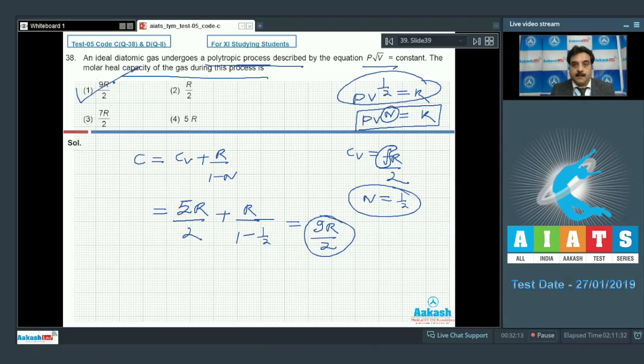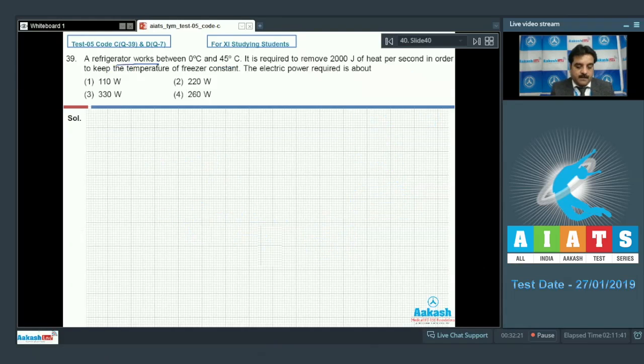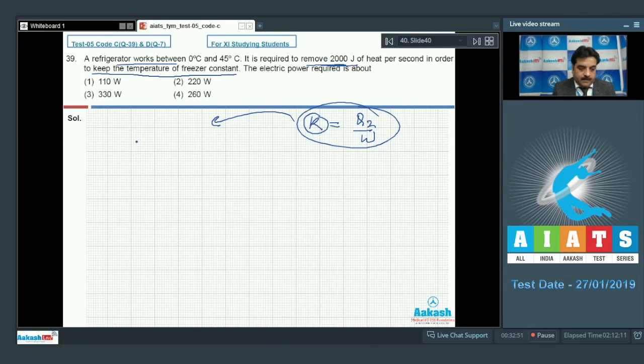Let's move on to question number 39. In question number 39, a refrigerator works between 0 and 45 degrees Celsius. It is required to remove 2000 joule of heat per second in order to keep the temperature of the freezer constant. The electric power required is about what? You know the coefficient of performance K is Q2 upon W. So let's see how you will find the value of K. K means lower temperature, which is the sink, and higher temperature, the source, and that is equal to Q2 by W.